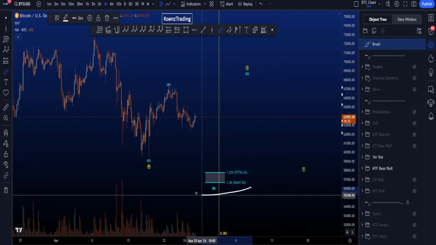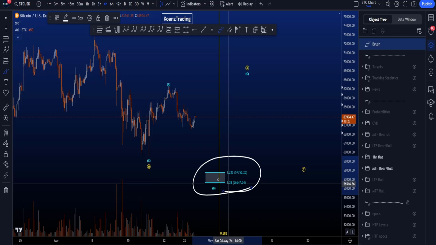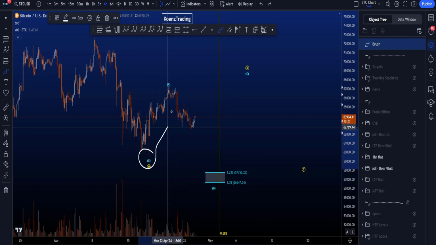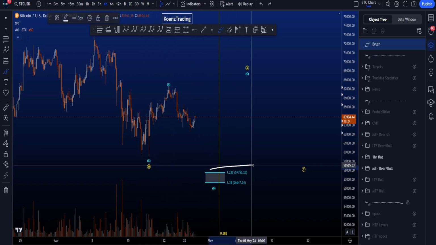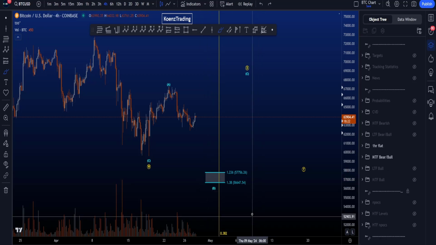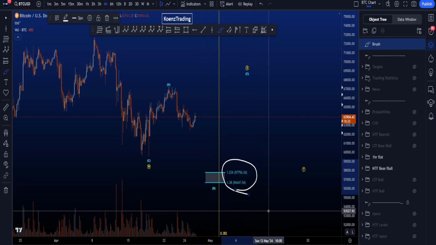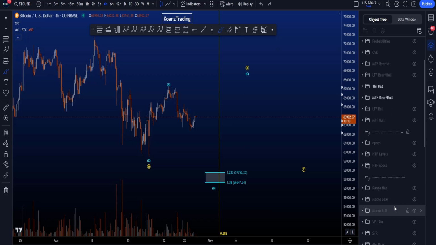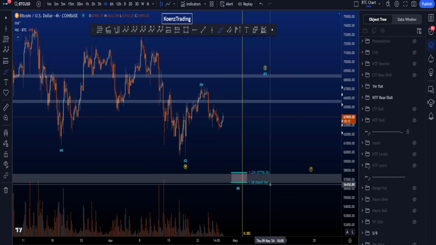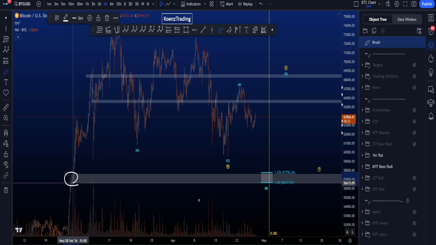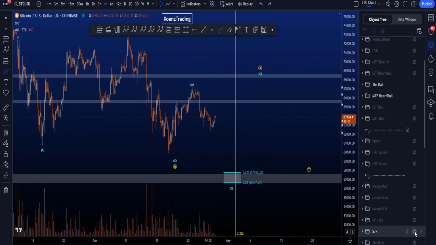The common target area for your wave B in an expanding flat, which is the most common flat, taken from the low to the high of A, is between the 1.236 and the 1.38, which is between 57.7k and 56.6k. And there's also a little bit of confluence in this area, a bit of an order block on the 4-hour chart, so that is indeed nice.